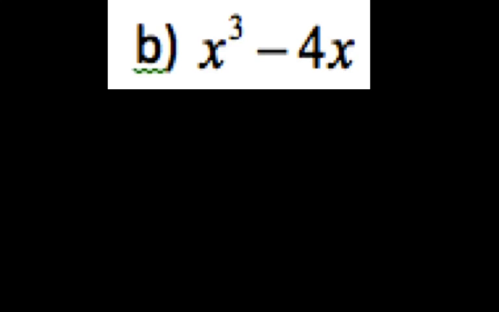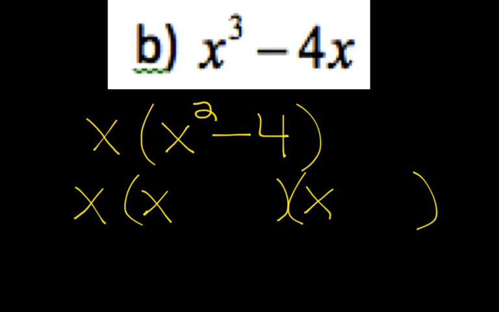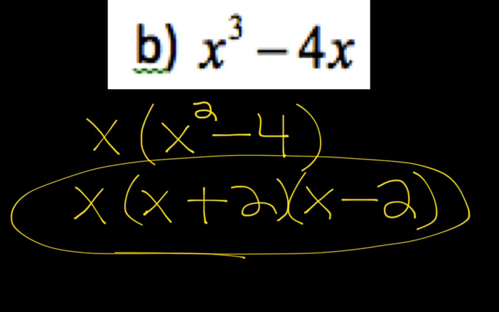The next one, we're going to take out the greatest common factor, so we'll take out an x, and then we're left with x squared minus 4. So we'll carry the x along for the ride, and then we'll do a double bubble with what's remaining. So x plus 2 and x minus 2. And that would be your final answer.